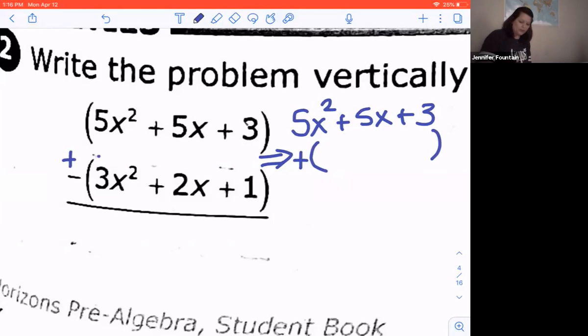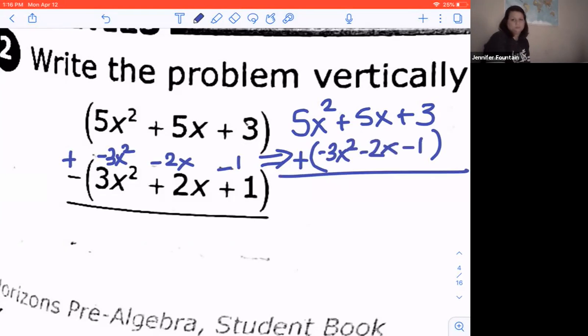Now notice 3x squared is going to become negative 3x squared. Plus 2x will become minus 2x. Plus 1 will become minus 1. So I'm going to write that in my parentheses. So negative 3x squared minus 2x minus 1. Is everybody good with that? Okay, so the first thing I'm going to do is 5x squared plus negative 3x squared. So 5x squared plus a negative 3x squared, that's the same as 5 plus negative 3 or 5 minus 3. 5 minus 3 is 2, but I have to keep my x squared term with it. So 5x squared plus negative 3x squared is 2x squared.